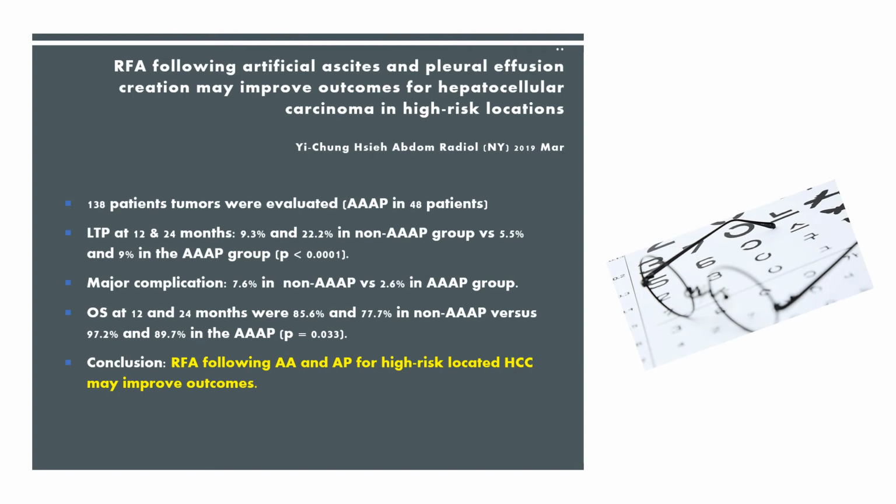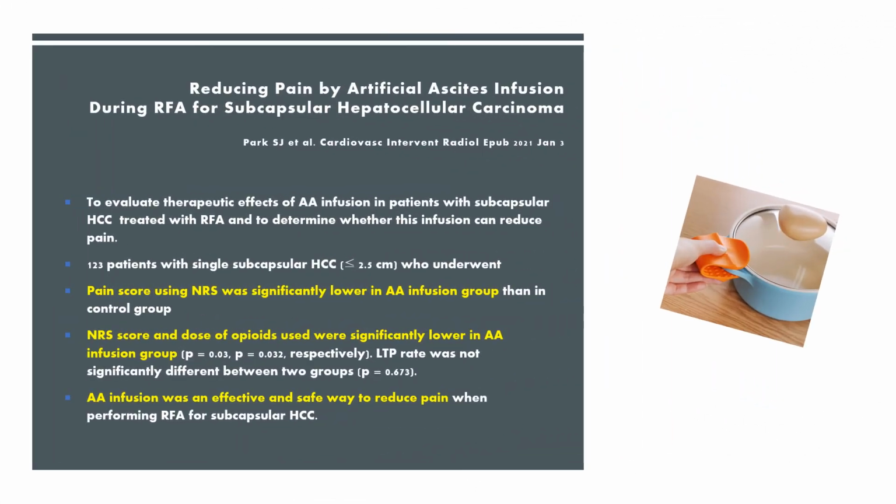Although there is no randomized controlled study, many clinical cohort studies proving the benefit of artificial fluid in liver ablation have been published during the recent decade. This paper from Taiwan demonstrated that RFA following artificial ascites or artificial pleural effusion for high-risk located HCC may improve the outcomes. Another recent paper from Korea reported artificial ascites infusion was an effective and safe way to reduce pain when performing RFA for subcapsular HCC.